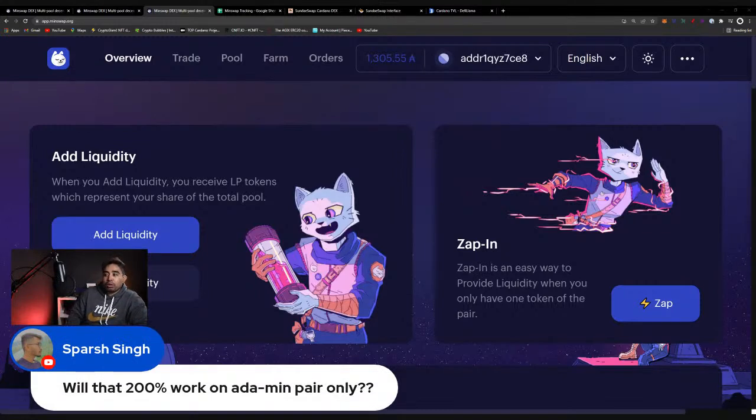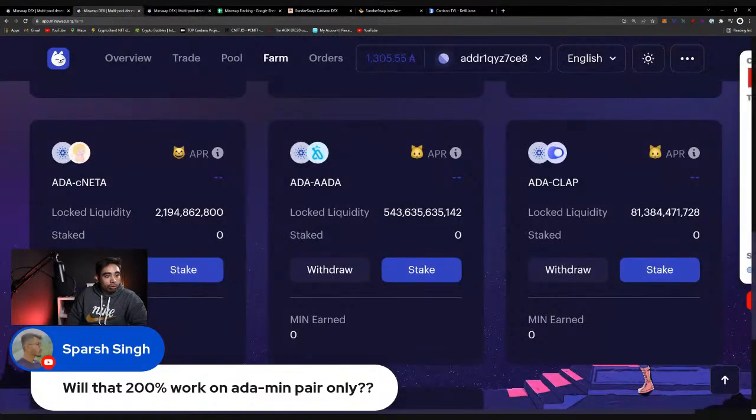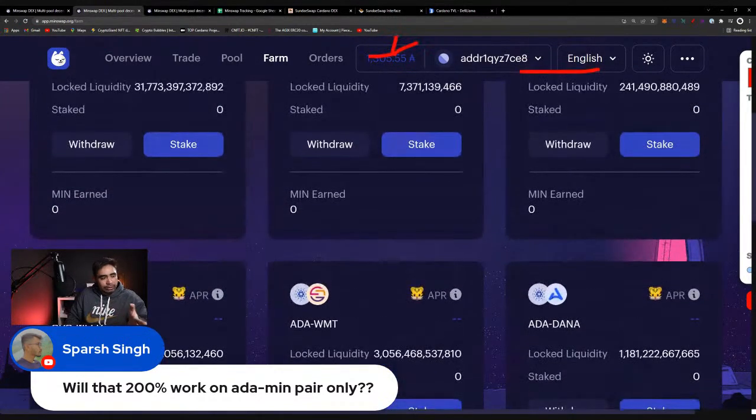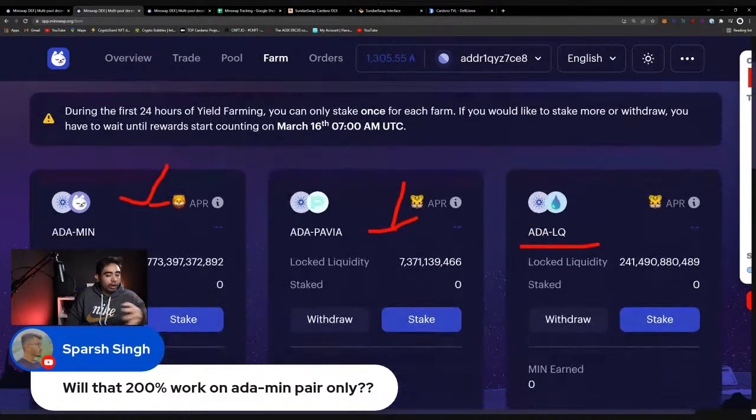Will that 200% work on the ADA and Minswap pairing only? To my knowledge, I believe it's going to be based off of your overall rewards. I believe I read from one of the mods in the Discord group that it's going to be more so off of everything cumulatively. It's just going to be a bonus overall, from what I understand. But again, there's a lot of inconsistent information these days. From my understanding, it's based off of any pool that's part of the farming pool.